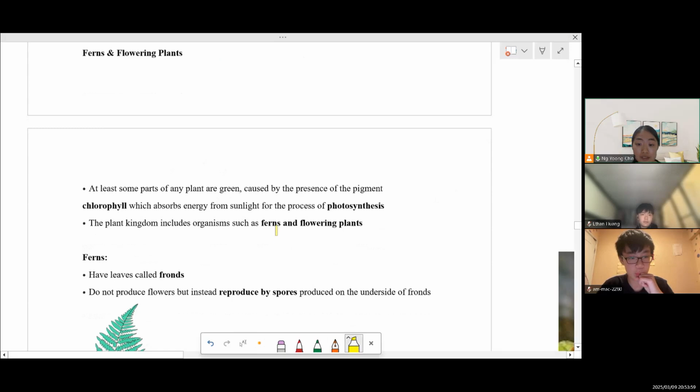All plants, okay, have chlorophyll. Chlorophyll is the green pigment found in the chloroplast. I remember, chlorophyll is a green pigment found in the chloroplast. So usually the chlorophyll helps to absorb the energy from the sunlight to be able to conduct photosynthesis.